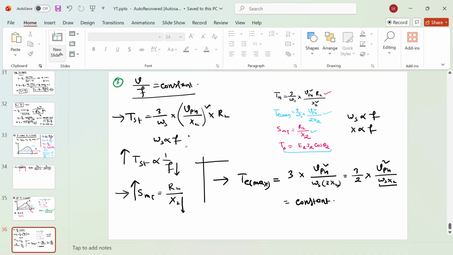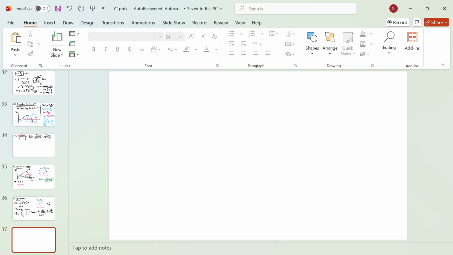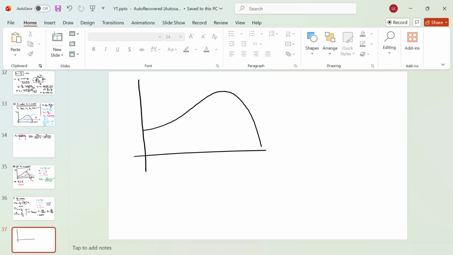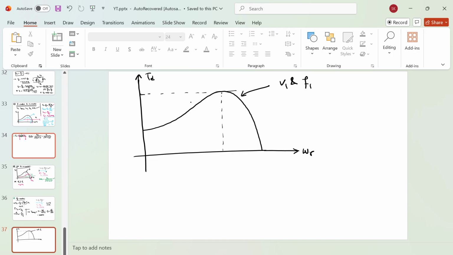Okay, so we'll draw the electromagnetic torque. Let's say initially this was your torque slip characteristics for any V by f. Let's say it was for V1 and F1. Now I have reduced V1 and F1 to V2 and F2. We have seen the maximum electromagnetic torque will be constant, but as we decrease the frequency and voltage, the slip at maximum torque will increase.